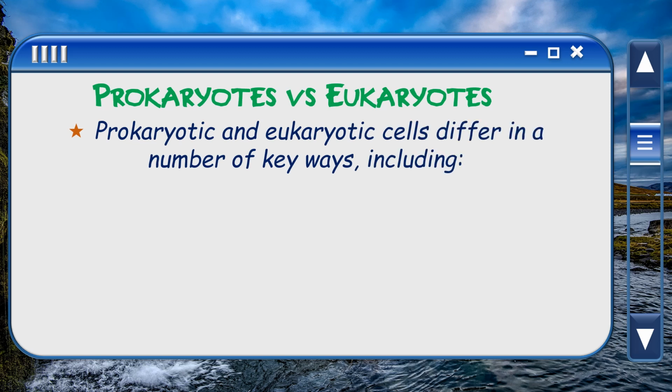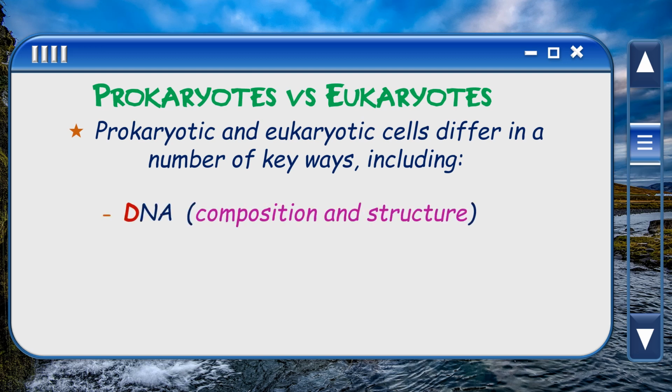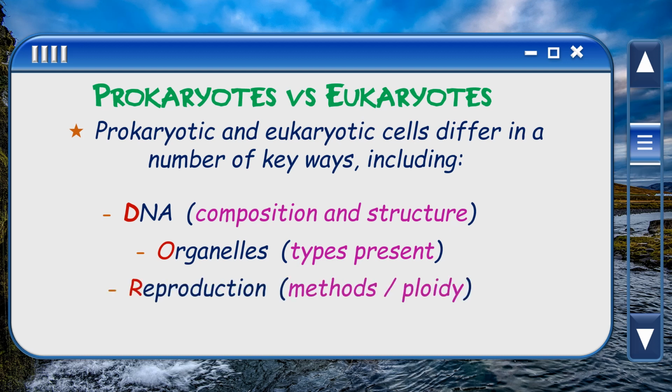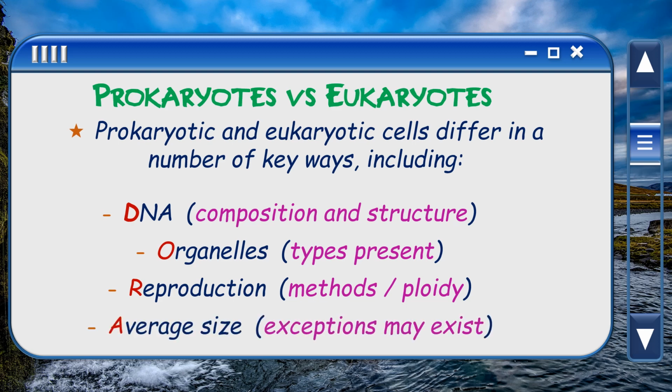Prokaryotes versus eukaryotes. The prokaryote and eukaryote cells differ in a number of key ways. These include: 1. DNA composition and structure. 2. Organelles, the types that are present. 3. Reproduction, the type, the method, and the ploidy. And then the average size, though exceptions may exist.